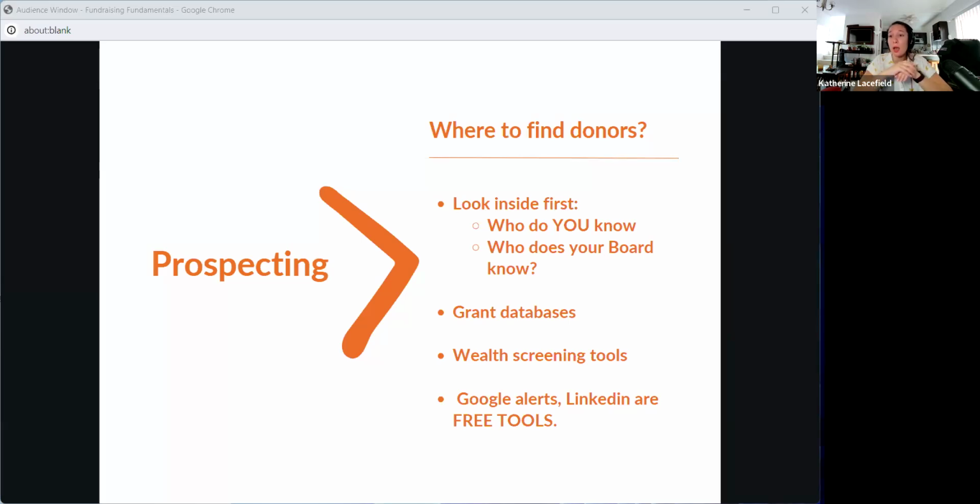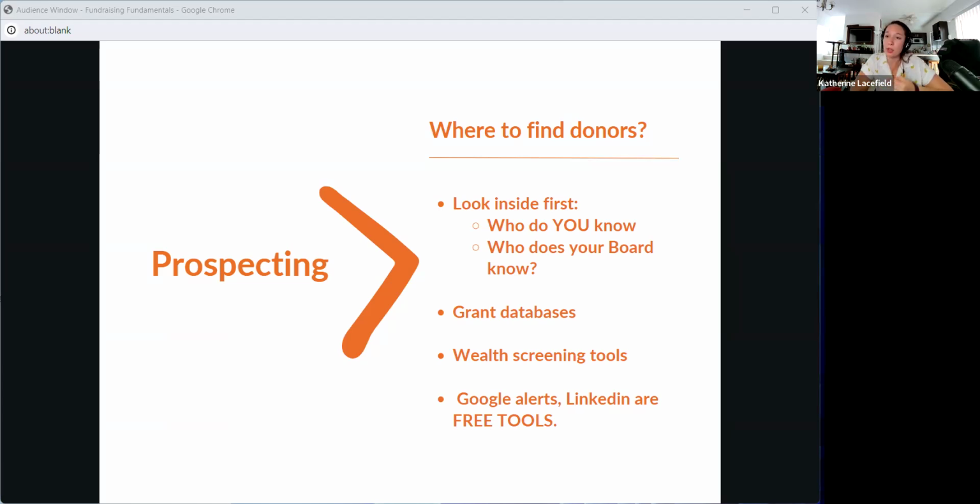So before you start saying, oh, I'm going to go ask Mackenzie Scott. No, you're not. Like you need to first know, do you know someone that knows Mackenzie Scott? If not, then let's put that wonderful dream aside for now, and let's focus on people that you actually have contacts with. You need to be accessible.